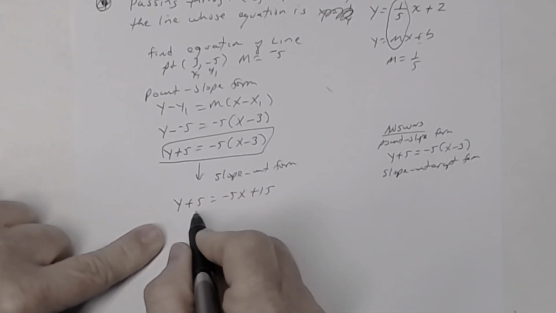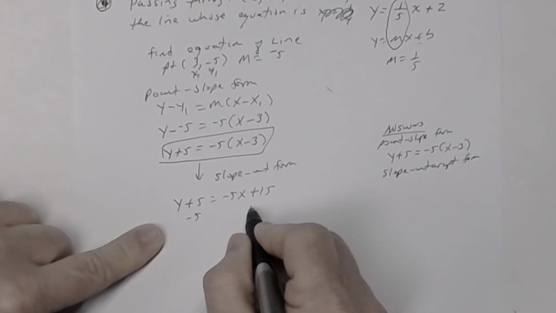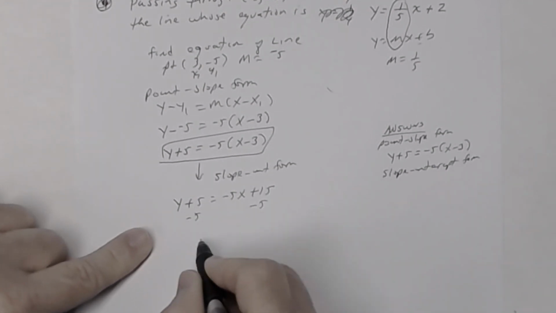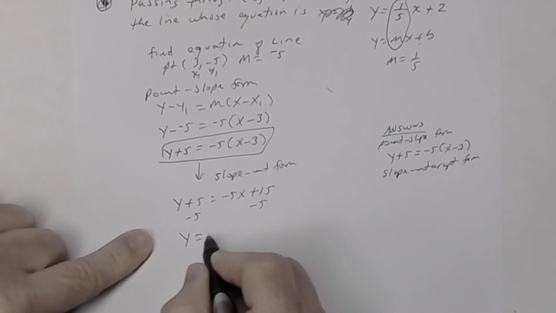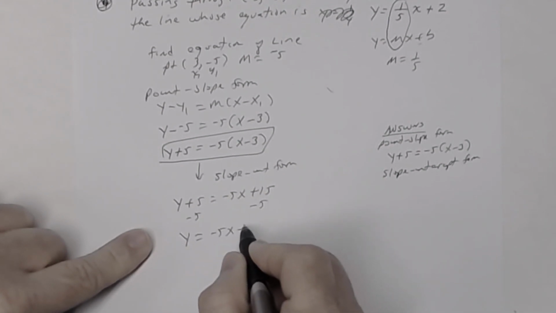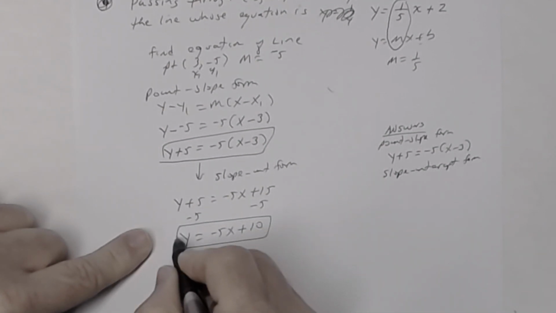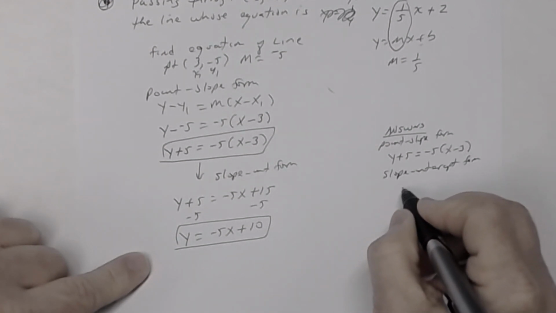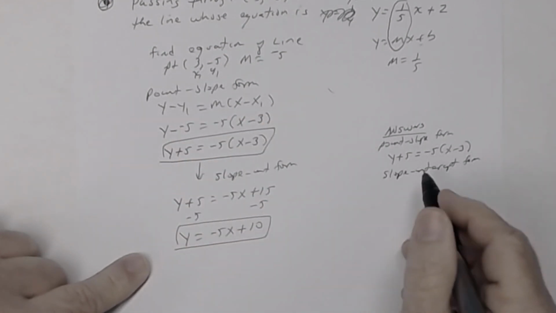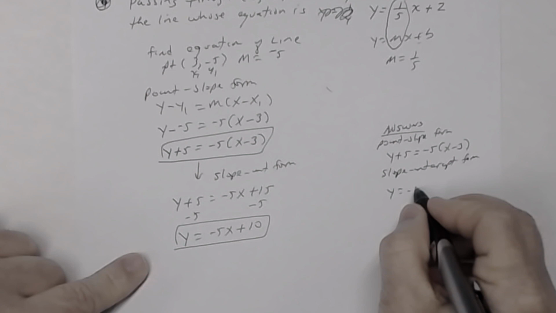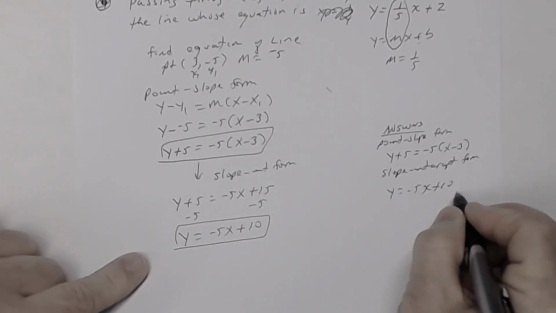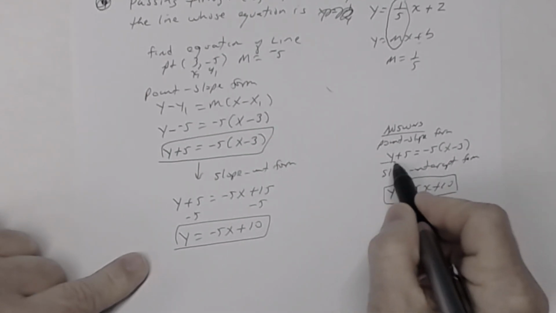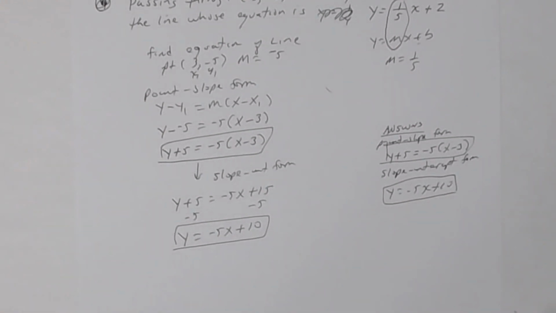Then to get y by itself, we subtract 5 from both sides. Notice I'm aligning my like terms. And therefore, I get y equals negative 5x plus 10. That is the slope-intercept form for the equation of this line. And so you're done. That's all it is. All right, so that was number 3.